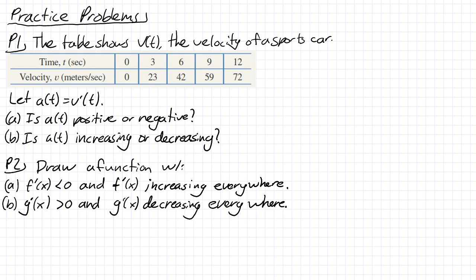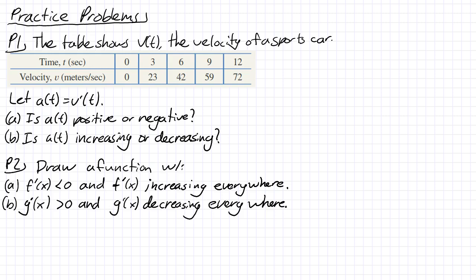The first one has this table which shows you the velocity of a sports car. So for example, after 6 seconds, the velocity is 42 meters per second. After 9 seconds, the velocity is 59 meters per second. And if a of t is the derivative of this function, is this acceleration, the derivative of velocity, positive or negative, and is it increasing or decreasing?